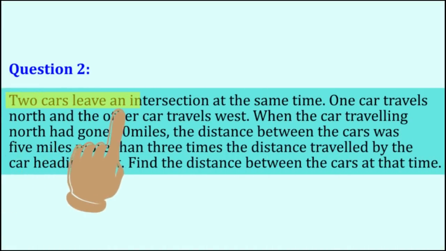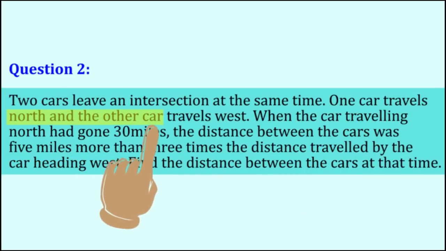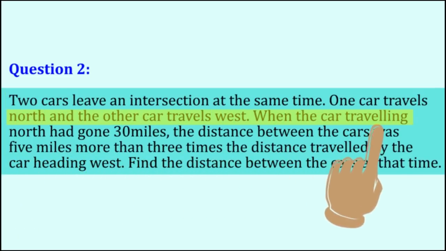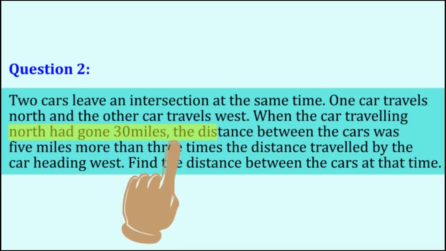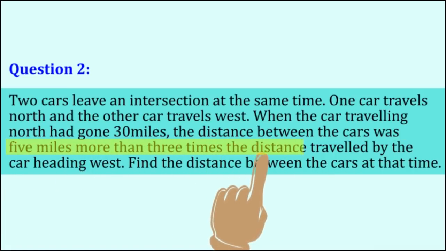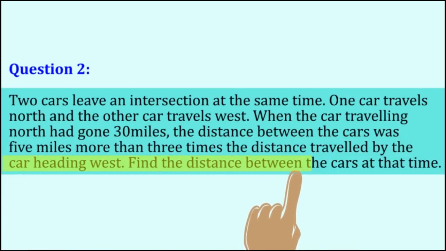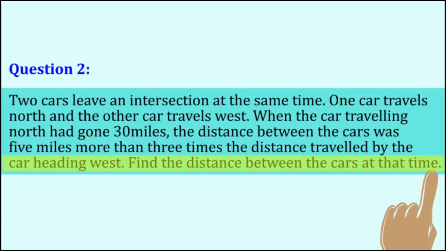Two cars leave an intersection at the same time. One car travels north and other car travels west. When the car traveling north had gone 30 miles, the distance between the cars was 5 miles more than the 3 times the distance travelled by car heading west. Find the distance between the cars at that time.